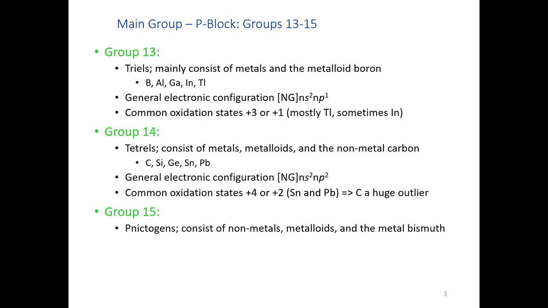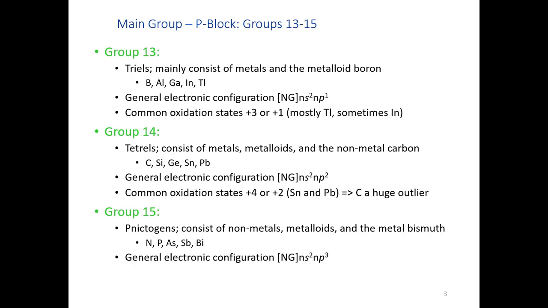The last group we'll look at today will be group 15, otherwise known as the pnictogens. This group contains nonmetals, metalloids, and only one metal, bismuth. Nitrogen and phosphorus are nonmetals, while arsenic and antimony are metalloids.